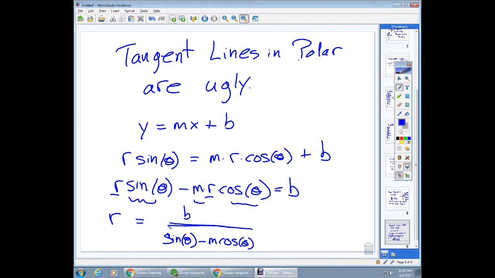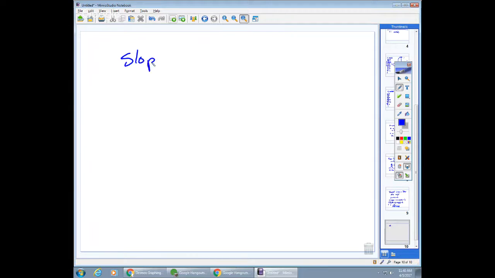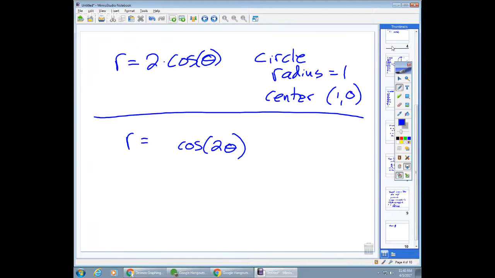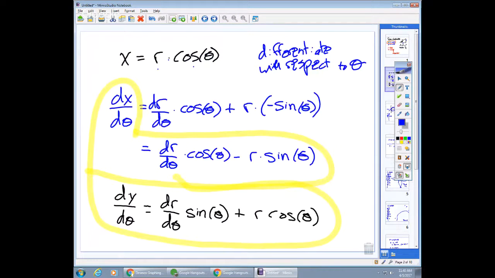Next thing to consider, that's a line. How do we find the slope? Well, there's no way around it. Slope is change in y over change in x. And we calculated earlier that dy d theta is that crazy thing, and dx d theta is that crazy thing. So to do slope in polar coordinates, we have to take this divided by that.